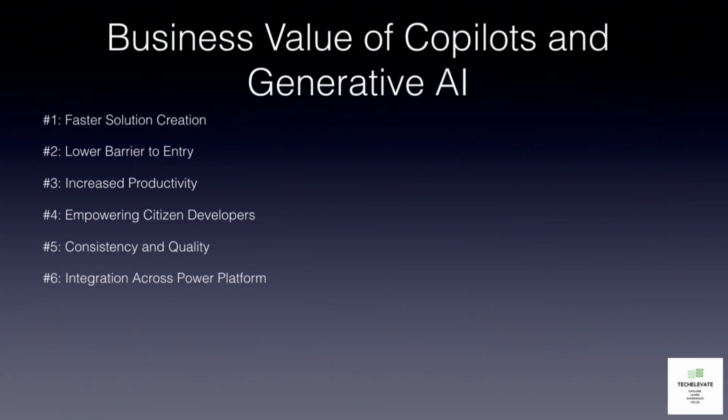Some common mistakes to avoid on the exam: assuming copilots replace users or eliminate the need for understanding. Copilots assist users, they do not replace human decision making. The business value is about support and acceleration, not automation of all work.